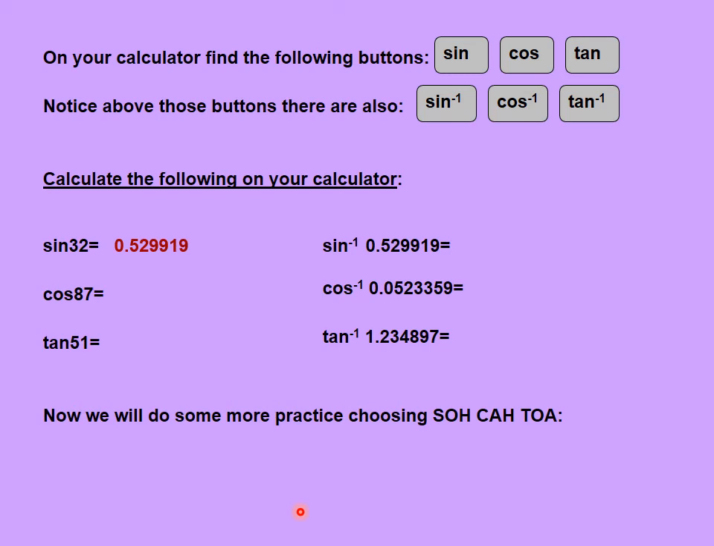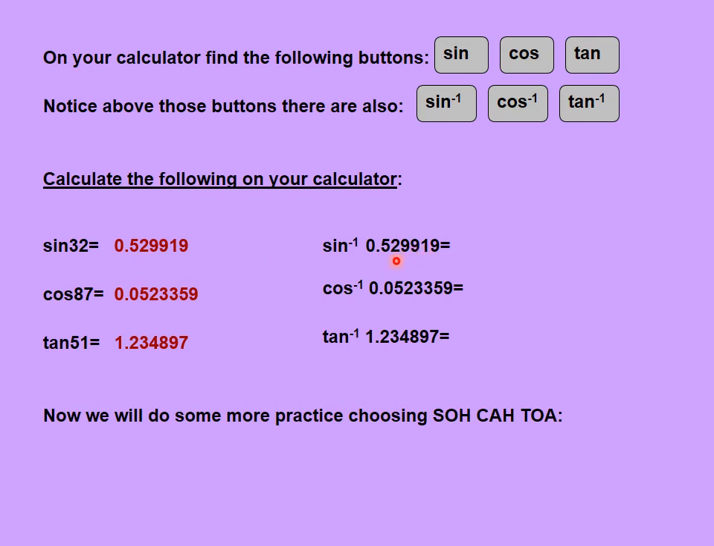If you get 0.529919, and this. And taking 51 should be this. Okay, and now go ahead and do your sine inverse. Notice that those numbers are here already. The answer in red, it's the same number as this.